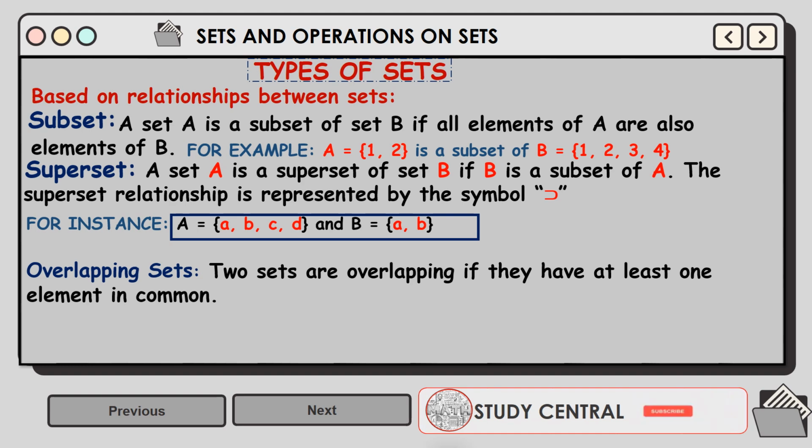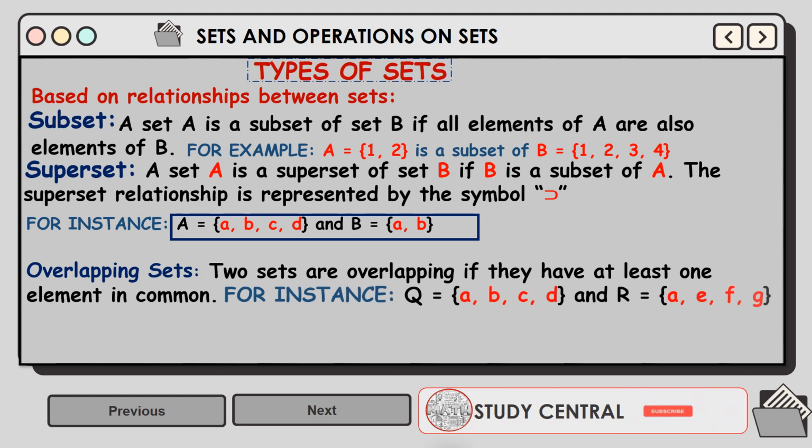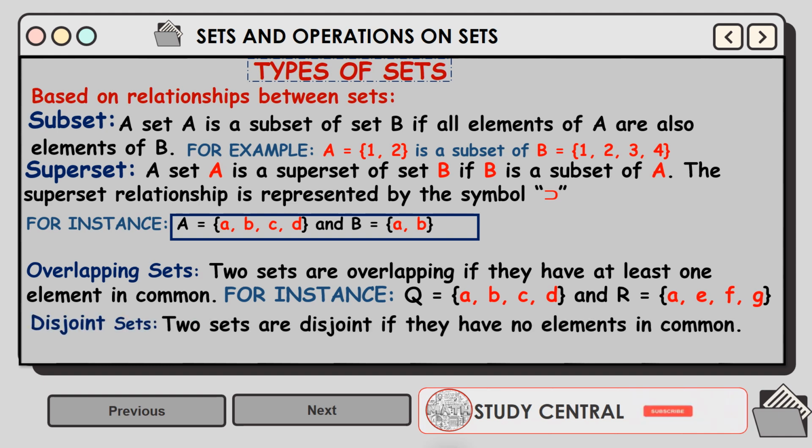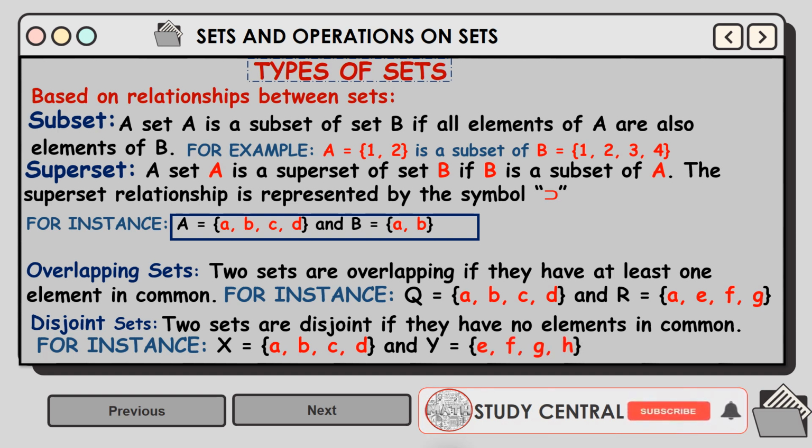Now, overlapping sets. Two sets are overlapping if they share at least one element. The letter A is a member of both Q and R, so the two sets are said to be overlapping sets. The direct opposite of an overlapping set is a disjoint set. Two sets are disjoint if they have no element in common. For instance, the set X and Y have no element in common and therefore they are disjoint sets.